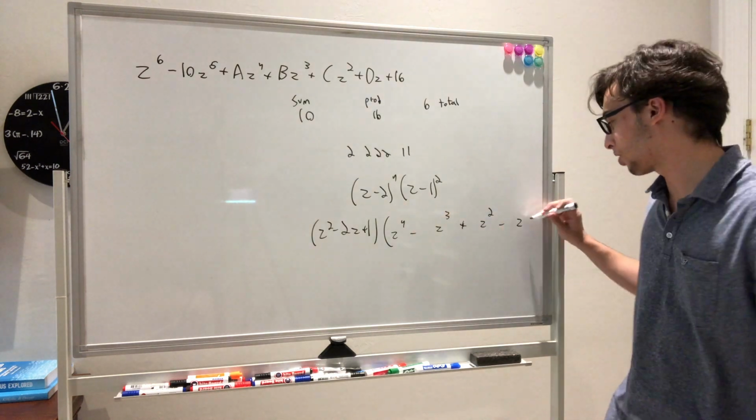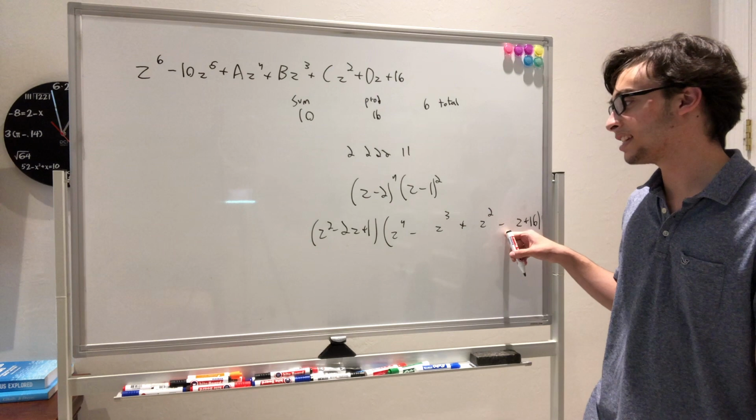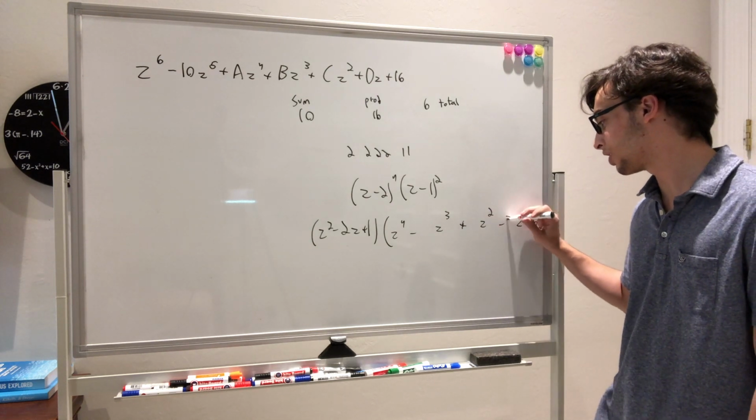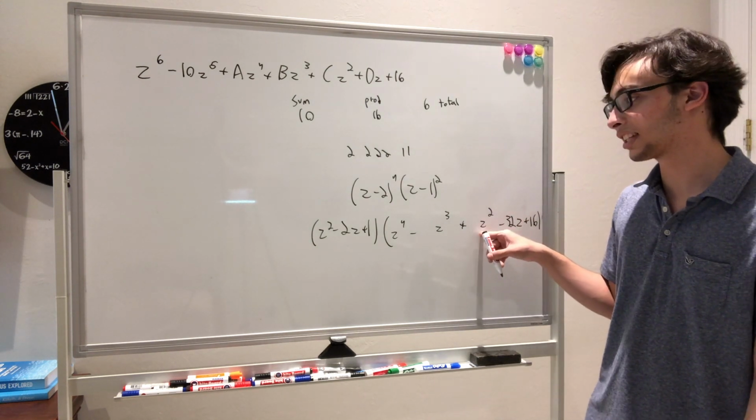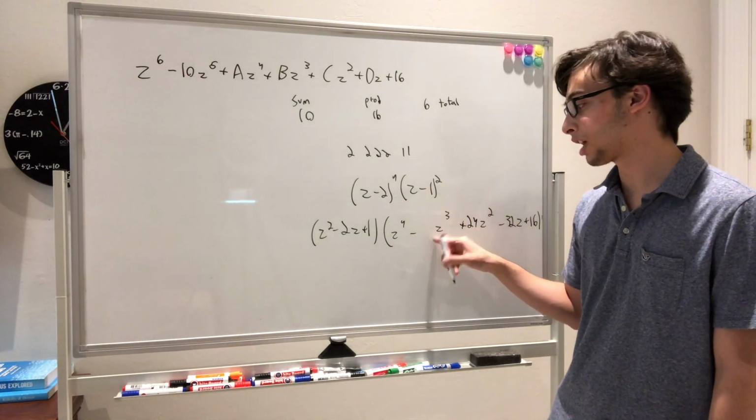So the number at the end is going to be plus 16. Okay, and then the coefficient on the z is going to be 8 times 4, which is 32. The coefficient here is going to be 6 times 4, which is 24. The coefficient here is going to be 4 times 2, which is 8.